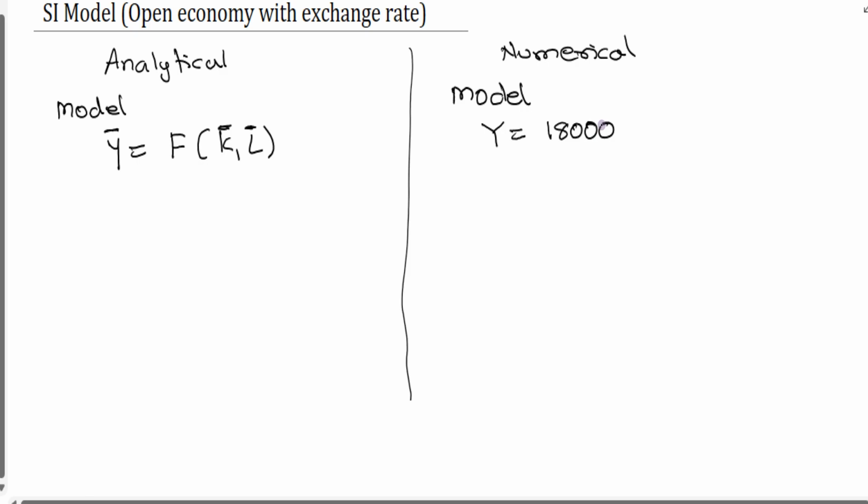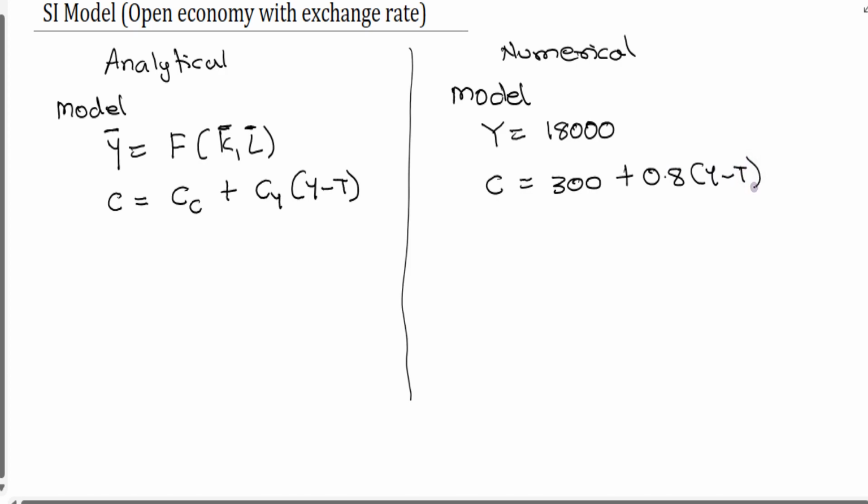Then you have the consumption function, which is one of the components of the demand side, and it has two components: that part which is not related to disposable income and the part that is related to disposable income after taxes. So this C_Y has the interpretation of marginal propensity to consume. Let's use numbers for this consumption function. C is equal to, let's say, 300 plus 0.8(Y minus T). So 0.8 in this model becomes our MPC.